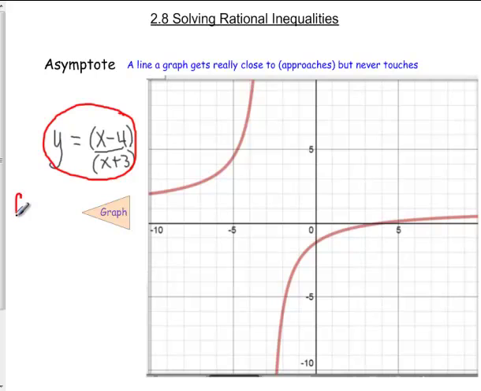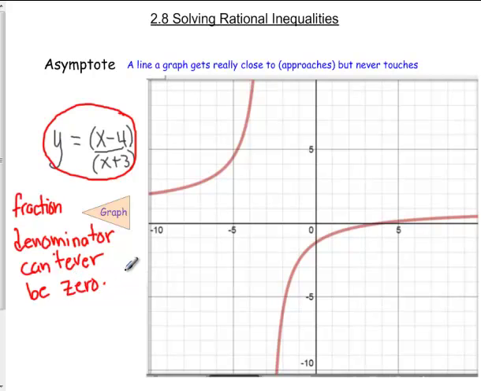And since this is a fraction, we know the denominator can't ever be 0. Okay, so we know that. So when I look up here, my denominator is x plus 3, and that can't ever equal 0. Well, if I solve that, that means the x value can never be negative 3.